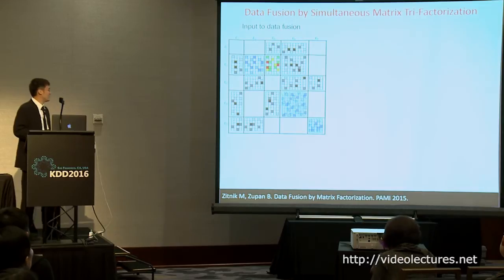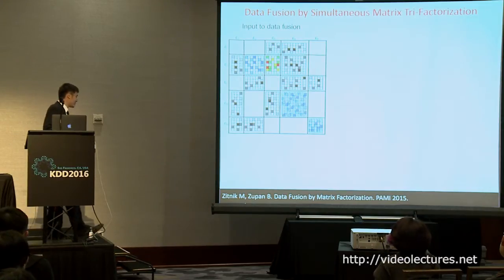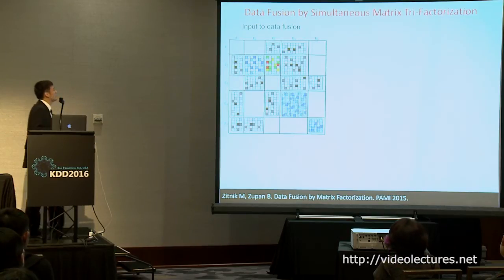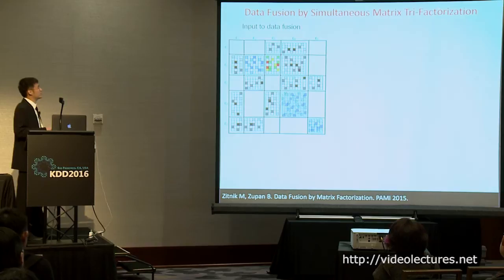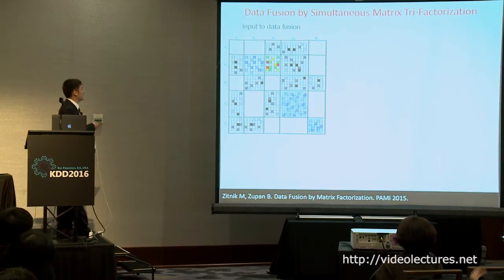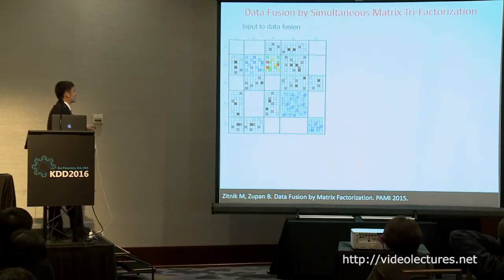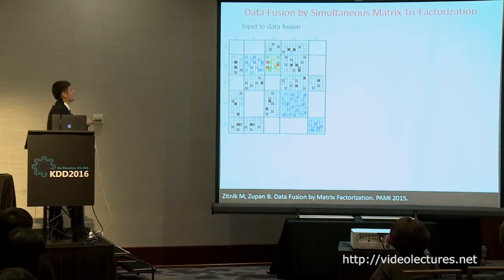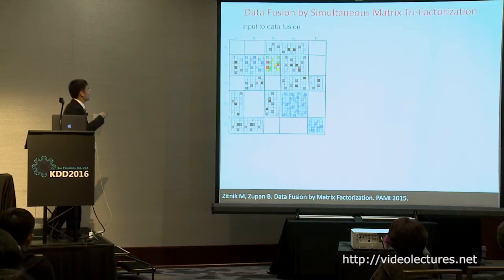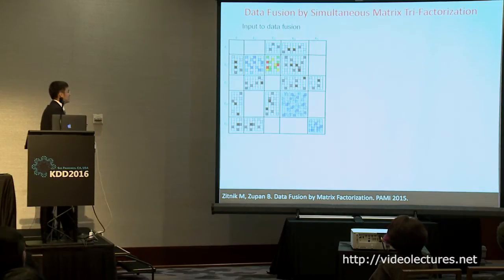In this work, I think Marinka and Blaž published a paper in PAMI last year. They call it data fusion by simultaneous matrix tri-factorization. Basically, they have a lot of data, a lot of objects, a lot of domains. So epsilon 1 to epsilon 5 are the 5 domains. And also they have a lot of links here. Like 1 and 2, they have a relation matrix. And 1 and 4, they have a relation. And also 1 and 5, they have some relation, etc.